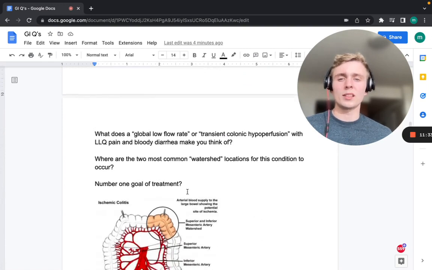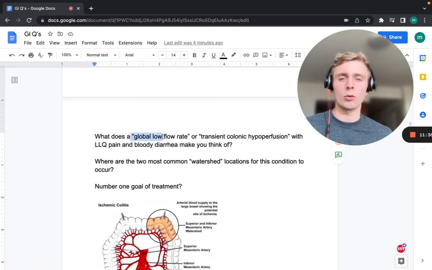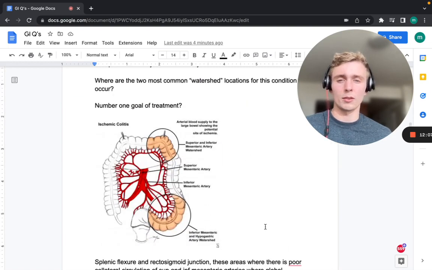Next one, what does a global low flow rate make you think of? Or transient colonic hypoperfusion with left lower quadrant pain and bloody diarrhea make you think of? So what is this? What are the two most common watershed, which might give it away, watershed locations for this condition to occur? What's the number one goal of treatment for this condition? So again, where are those watershed areas? What does it make you think of, global low flow rate or transient colonic hypoperfusion? So what do those make you think of?